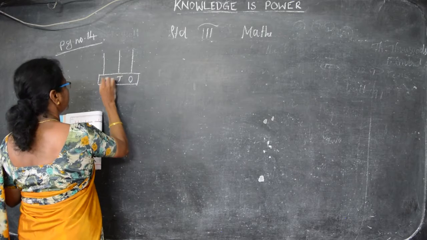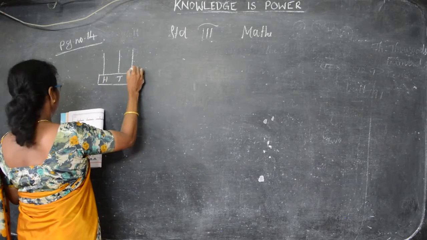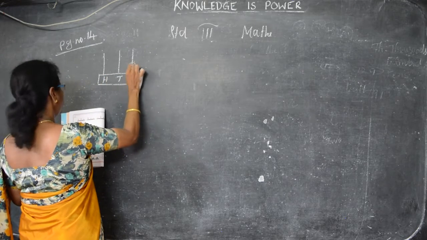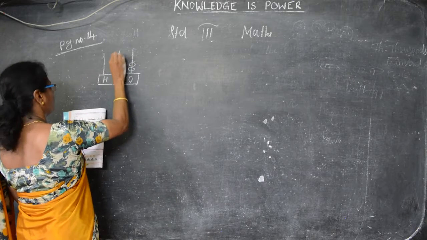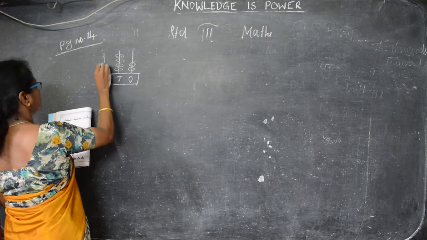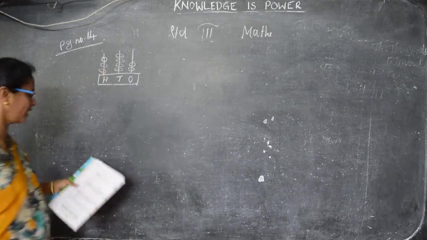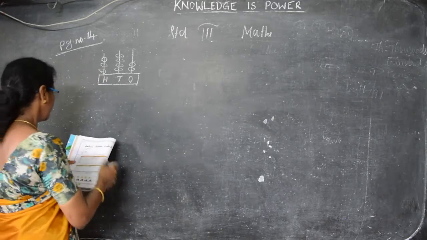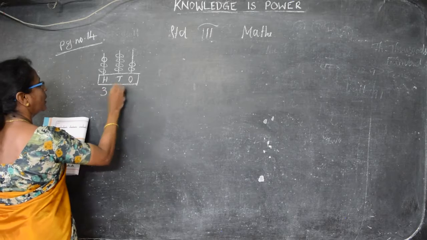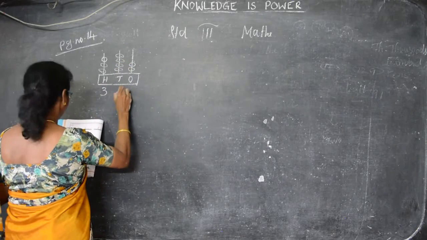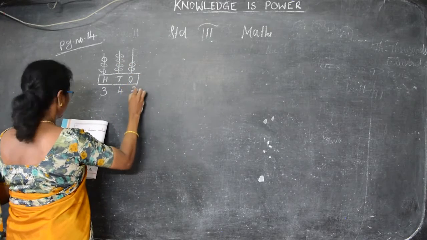1s, 10s and 100s. Here how many beads are there? 2 beads. And here in the 10s place, 4 beads. And in the 100s place, 3 beads. Okay. So here how many hundreds are there? 3 hundreds. And how many tens? 1, 2, 3, 4 tens. And how many ones? 2 ones.